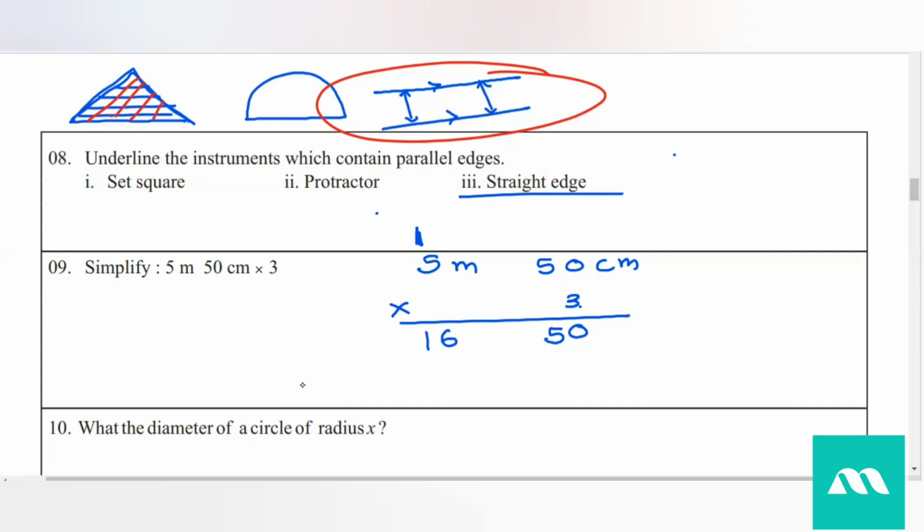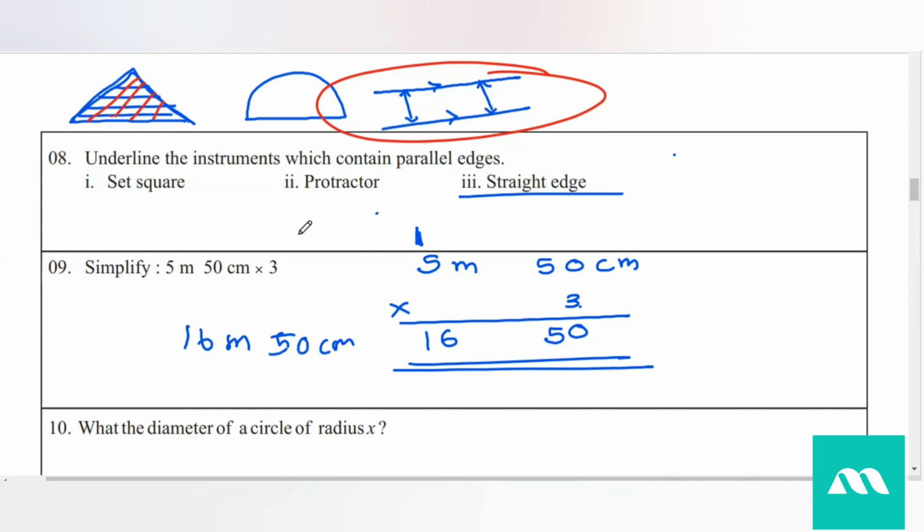Because 1 meter has 100 centimeters. Okay. Then we can't write a number more than 99. That means we can't write more than a 2-digit number. So we have to take 1 to the meters column. Then the answer is 16 meters and 50 centimeters. You are correct.